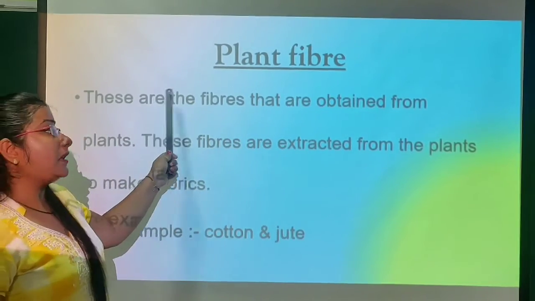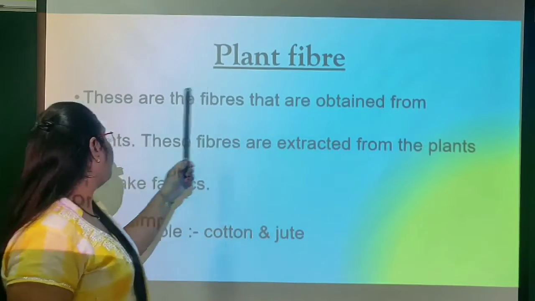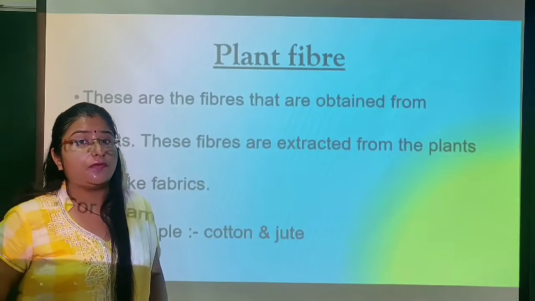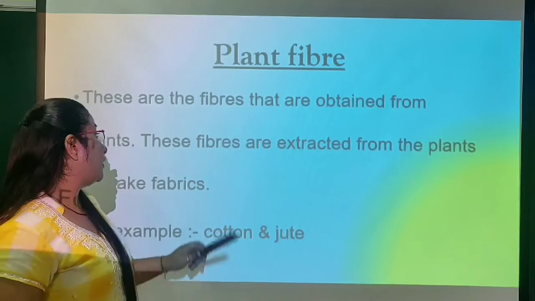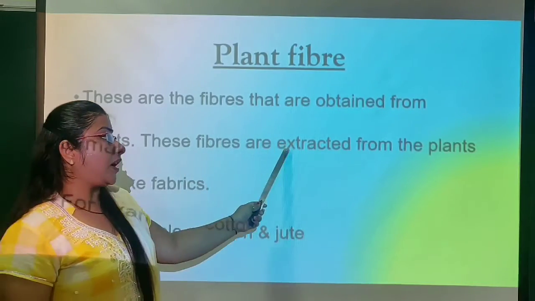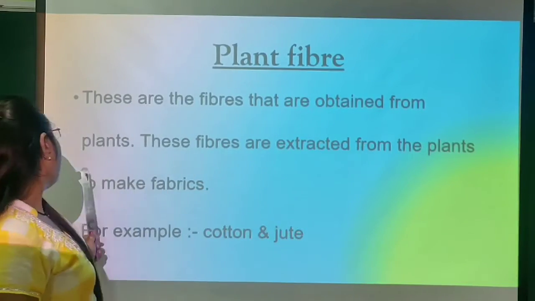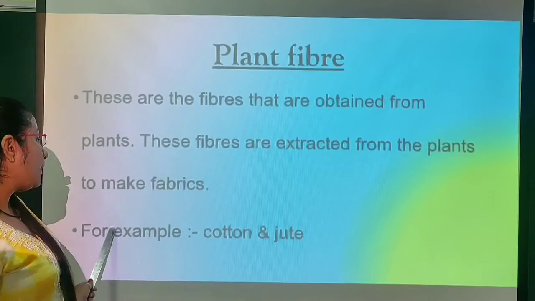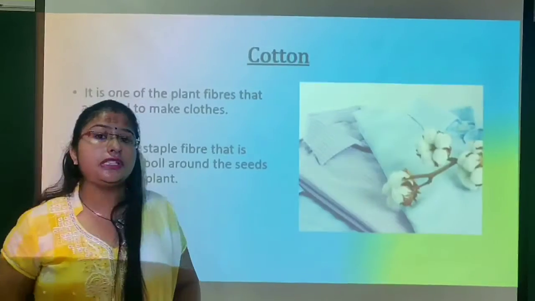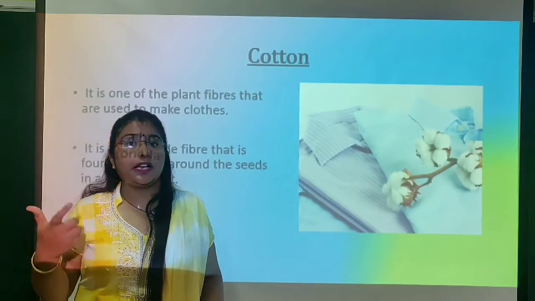These are the fibers that are obtained from plants. From where do we get the plant fiber? We get it from plants. And these fibers are extracted from the plants to make fabric. Examples, cotton and jute. These are the 2 examples of plant fiber, that is cotton and jute.